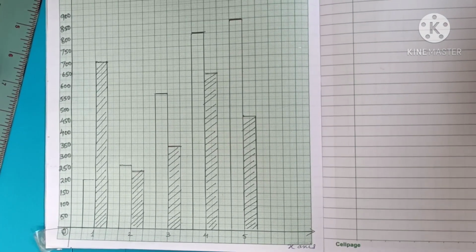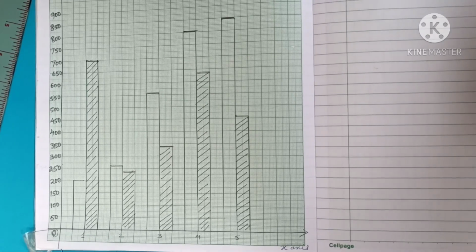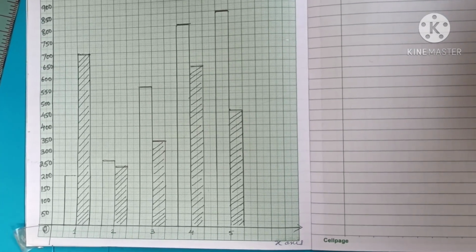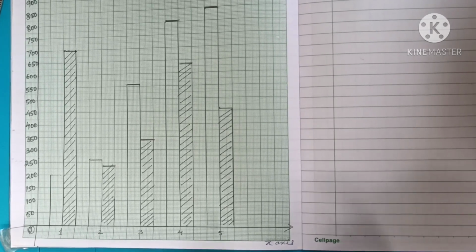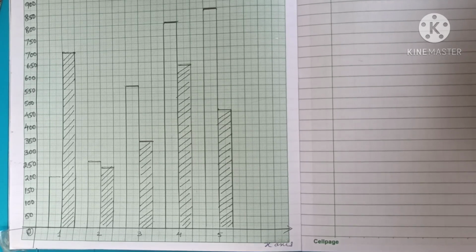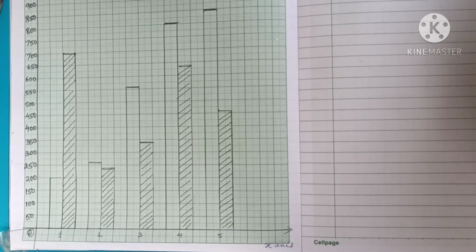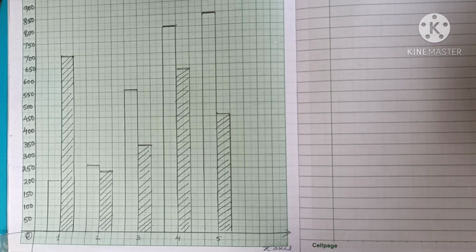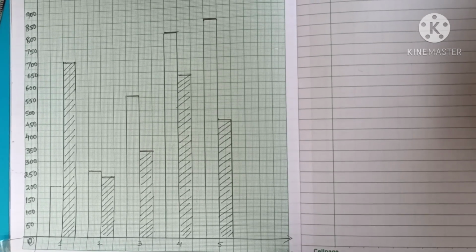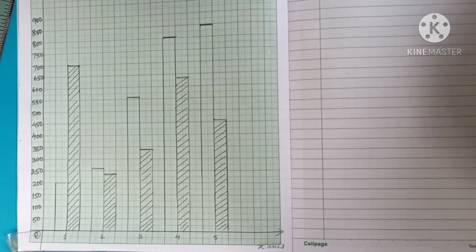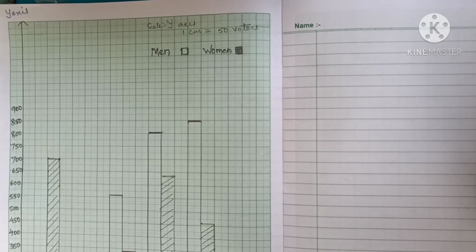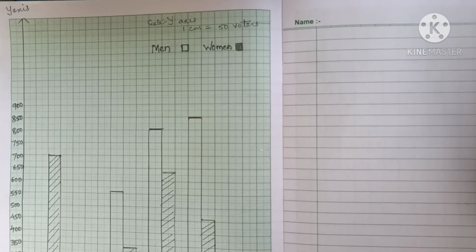So the remaining examples from this exercise, I think 3 examples are there. You have to complete them in the graph book. You have to purchase a graph book for this. It may be your notebook size or bigger size also will do. And all the joint bar graphs, whatever examples are given in the exercise, you have to complete after watching this video. That will be the homework for you.